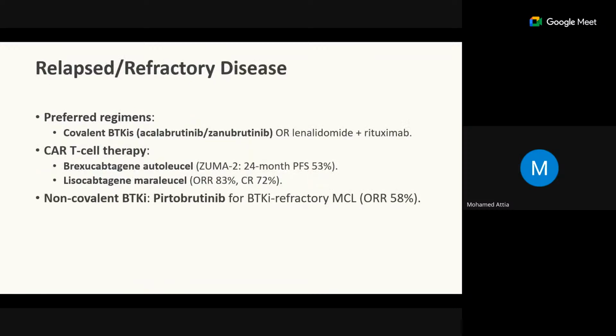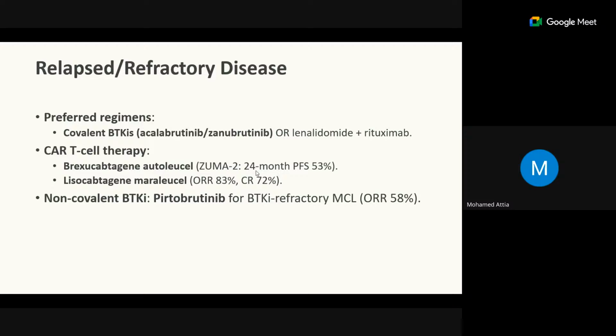Of course, as usual, when there is a relapse, there are a lot of options, most of which are not available, like covalent BTK inhibitors, acalabrutinib, or zanubrutinib. Non-covalent inhibitors are used nowadays and will be tried, like pirtobrutinib for BTK refractory disease. If it is resistant to covalent BTK inhibitors, like ibrutinib, acalabrutinib, and zanubrutinib, if it is resistant to all of these, we can use the non-covalent BTK inhibitor pirtobrutinib. It is not available in Egypt till now. Or you can use CAR T cell therapy.